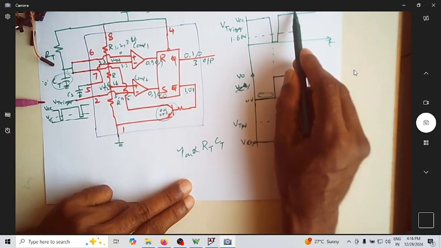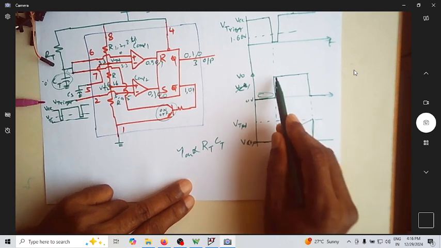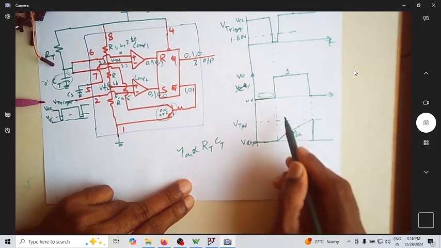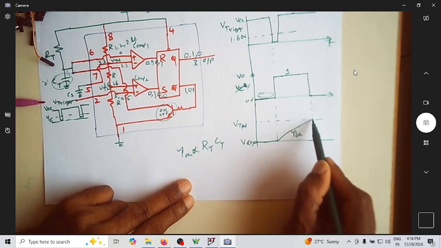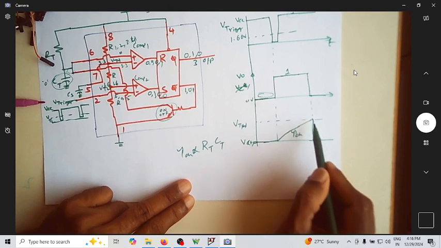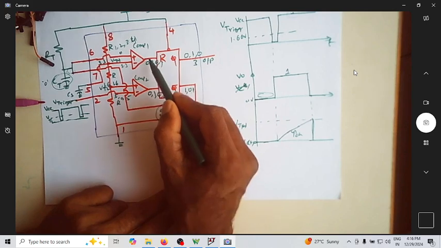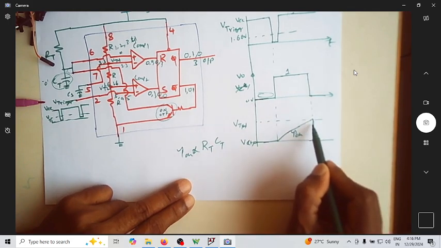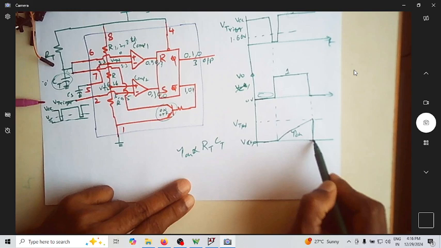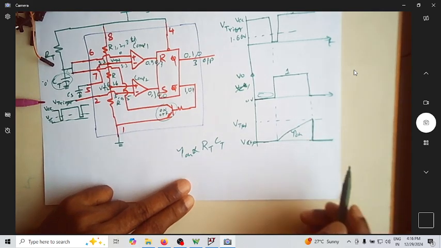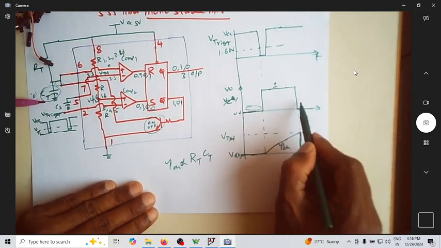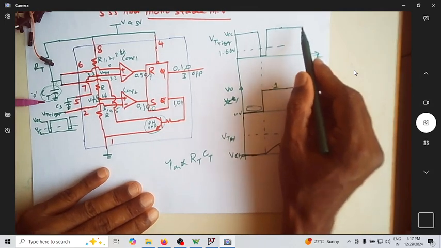So when it goes to VCC, you are disabling the trigger, but the output remains at a quasi-stable, temporary state of 1 till what time? Till your capacitor voltage reaches VTH. The moment it reaches VTH and slightly crosses VTH, the reset will become 1. Whenever reset becomes 1, the output goes to 0. This transistor turns on and it is now immediately discharging to 0. So this will be 0 and the output voltage will also be 0 until I give one more trigger.